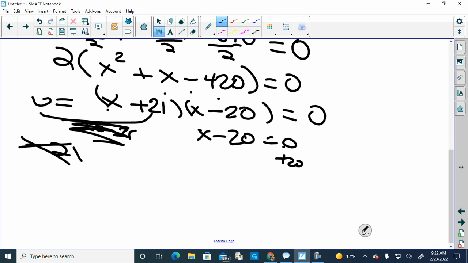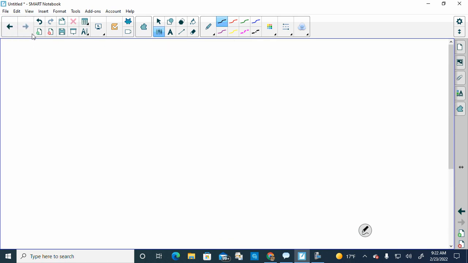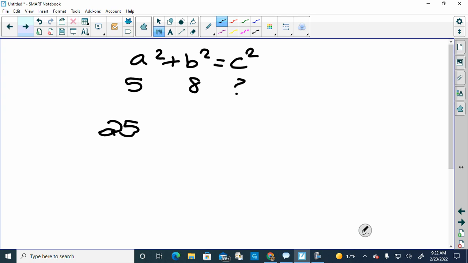Number 3. Okay, so all of these we're using a squared plus b squared equals c squared. So you got to pay attention on these, like today's worksheet, to which one they're looking for. Okay, so on number 3, they gave you a is 5, b is 8, and we don't know what c is. So I still got to square that. So squaring 5 would make it 25.